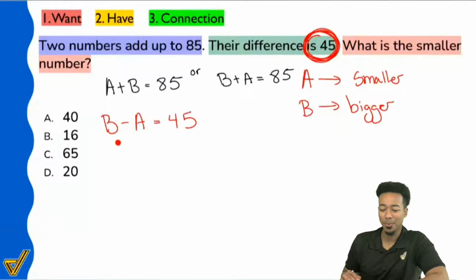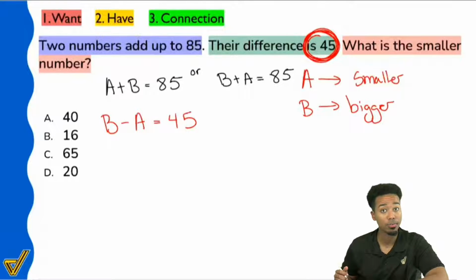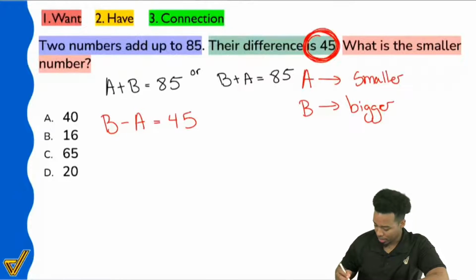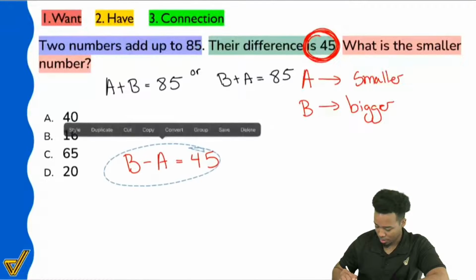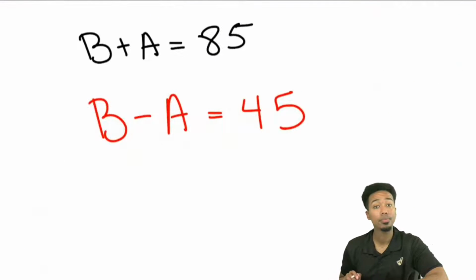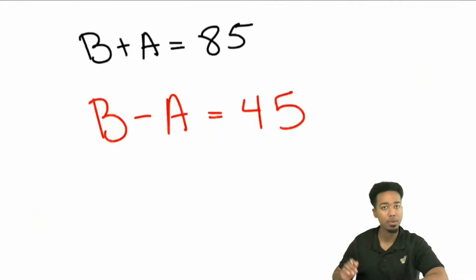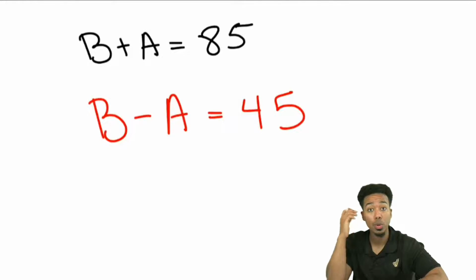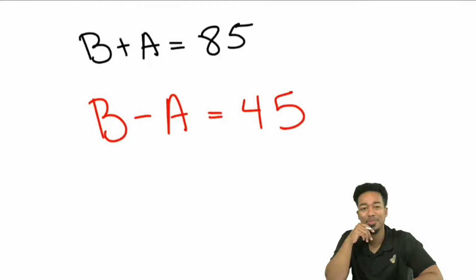Cool. Sounds good. So what we're going to do now is try to solve for A, that smaller number. What do you notice? If I moved this first equation right over here, my variables are already lined up. The B is above the B, the A is above the A. What will happen if we add these equations together? What do you think? Yeah, we'll cancel out A.